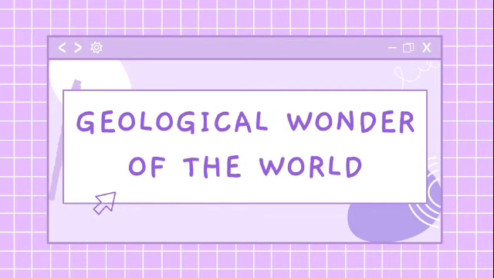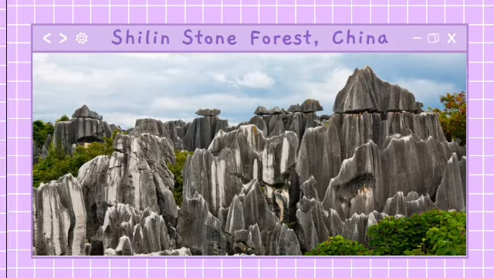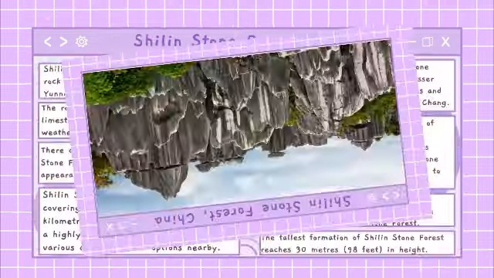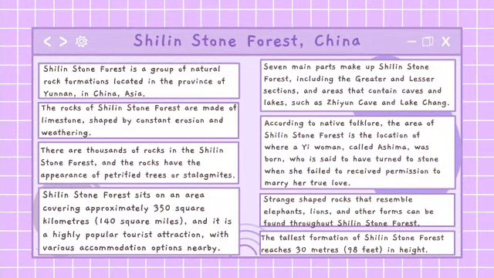Now, lastly, let's go to my geological wonder of the world. We have Shilin Stone Forest in China. Shilin Stone Forest is a group of natural rock formations located in the province of Yunnan in China in Asia. The rocks of Shilin Stone Forest are made of limestone, shaped by constant erosion and weathering. There are thousands of rocks in the Shilin Stone Forest, and the rocks have the appearance of petrified trees or stalagmites. This forest sits on an area covering approximately 350 square kilometers, and it is a highly popular tourist attraction with various accommodation options nearby.